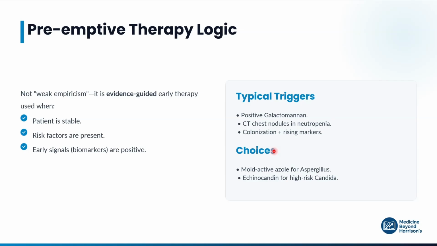Pre-emptive therapy is not empiricism. It is evidence-guided early therapy used when the patient is stable, risk factors are present, and early signs are positive. So typical triggers are positive galactomannan, the presence of beta-D-glucan, or Aspergillus or Candida colonization, CT chest nodules in neutropenia, and rising markers. In these cases, go for mold-active agents for Aspergillus, and echinocandins for high risk of Candida infections. So preemptive therapy is used when the fungal organism is not yet identified. Based on these features, you can typically go for preemptive therapy.